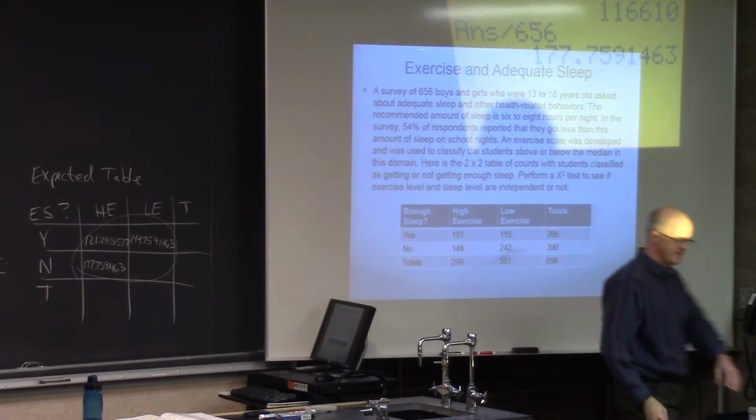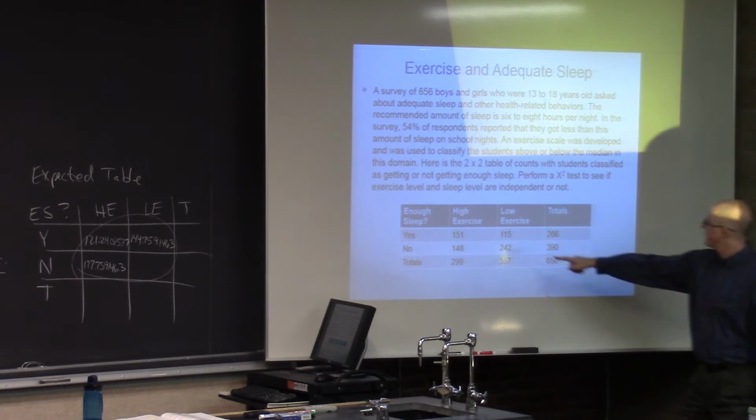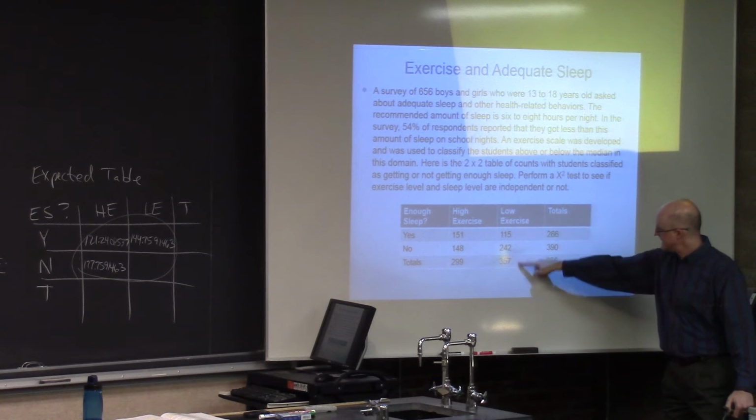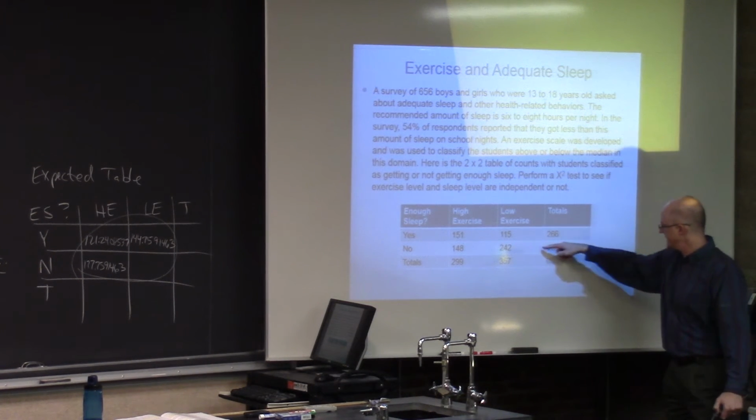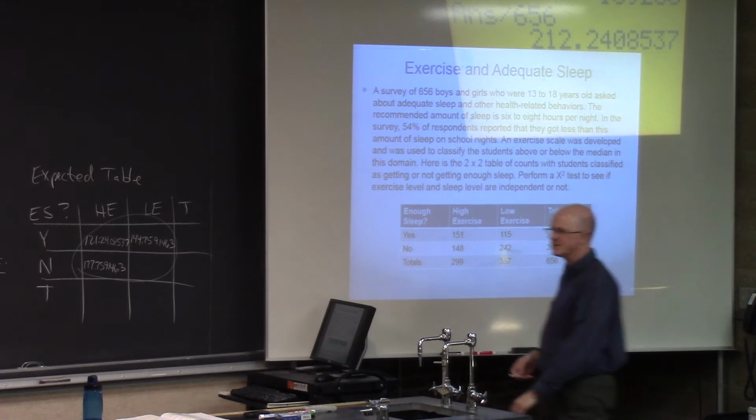And finally, one more here. For that one, it's in the second column, take the 357. It's also in the second row, take the 390. 357 times 390 divided by 656. 212.2408537. Did it look good to everybody? Anybody tracking along with me, checking my answers?